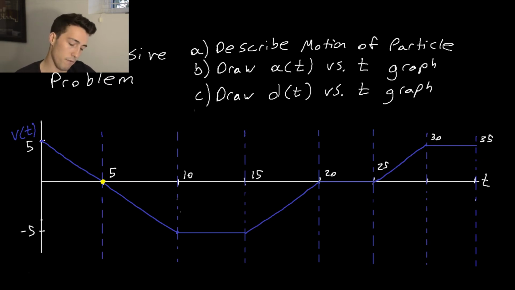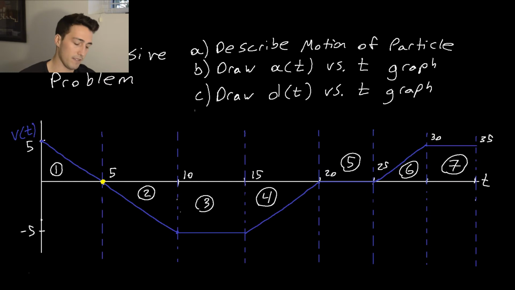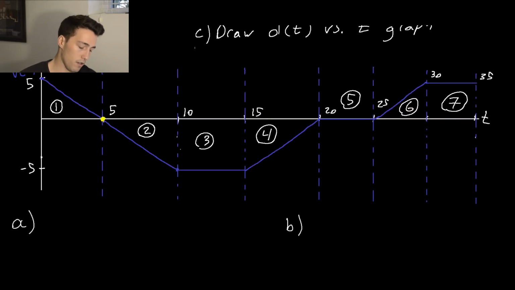So, before we start this problem, what I recommend most of you do is section off each part of this velocity versus time graph. So I'm going to label this part here as 1, this part here is 2, and these are basically just sections. This is 3, 4, we have 5 here, 6, and 7. So now that we have broken up the problem, it makes it a lot easier to deal with. So the first problem of describe the motion of the particle.